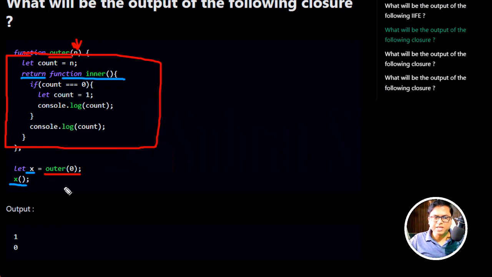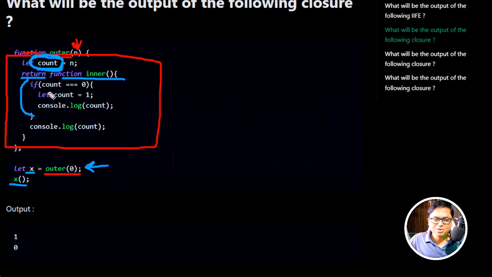When we are calling inner, remember the outer function is already closed. Okay, it returned something, which means that function is dead now, right? But still we can access this count due to closure. So when I am checking whether count equals 0, it will access this closure. Okay, this count due to closure.